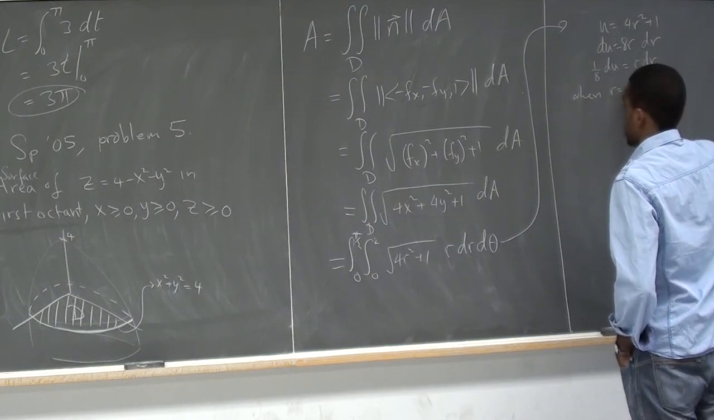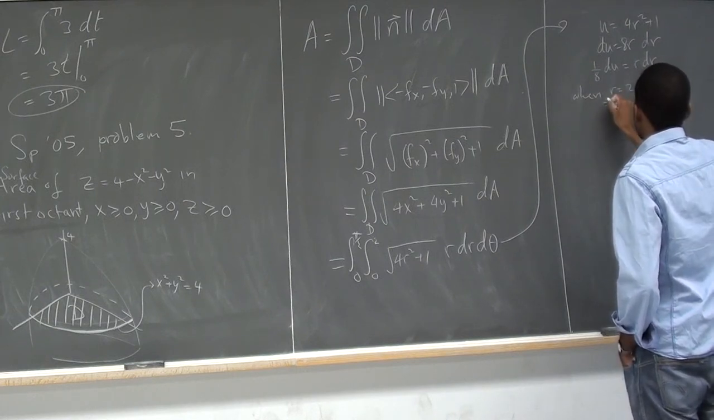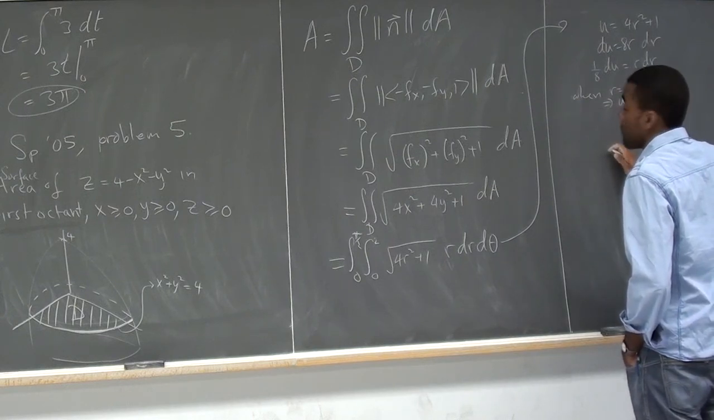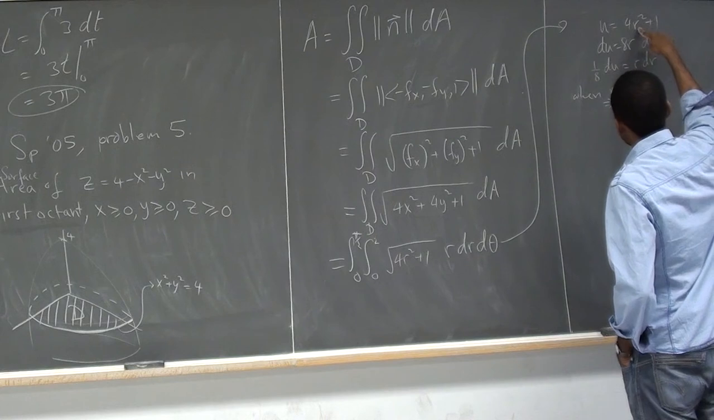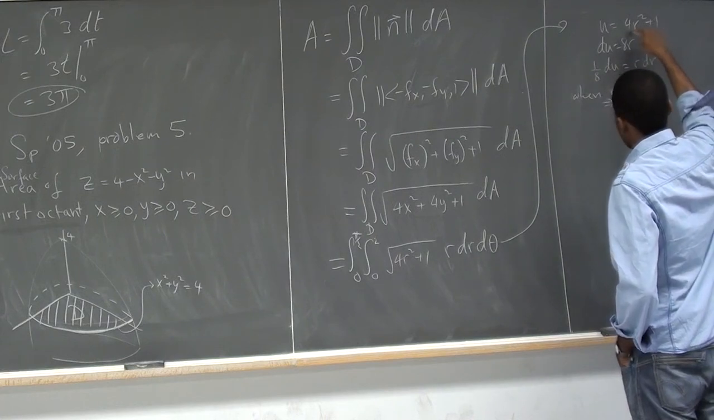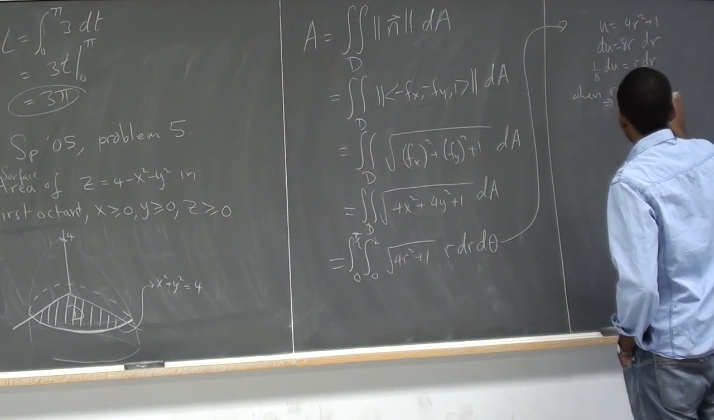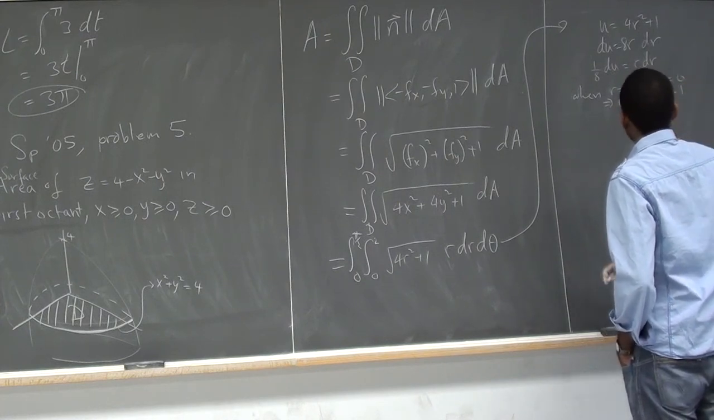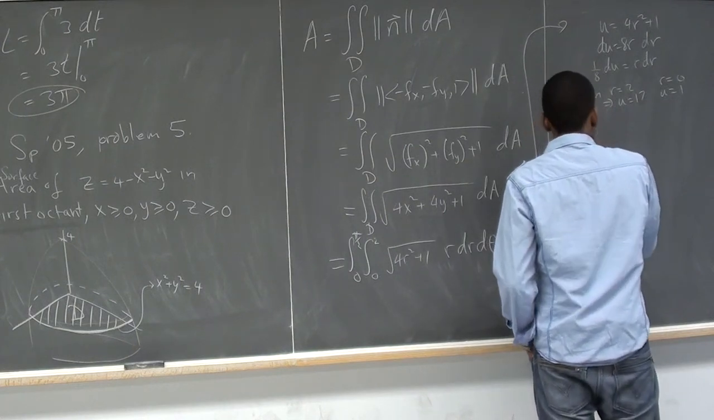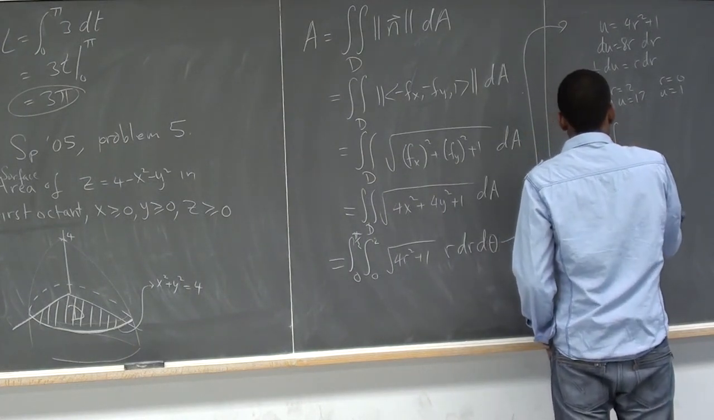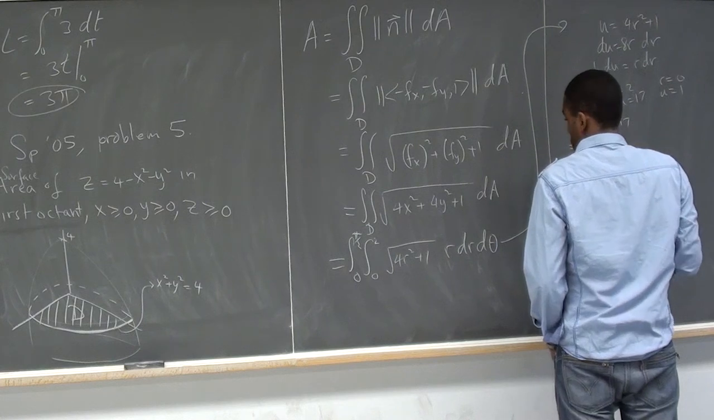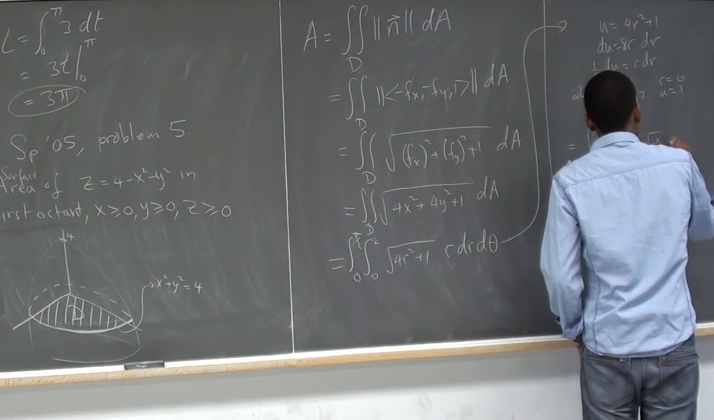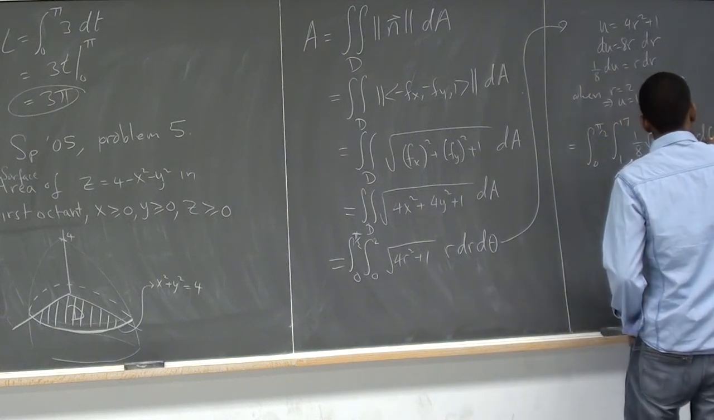When r equals 2, this means your u would be equal to what? Plug in r equals 2, so that's 4 times 4, that's 16 plus 1, that's 17. When r equals 0, your u equals 1. So this integral I can write as the integral from 0 to pi over 2, integral from 1 to 17 of 1 over 8 radical u du.